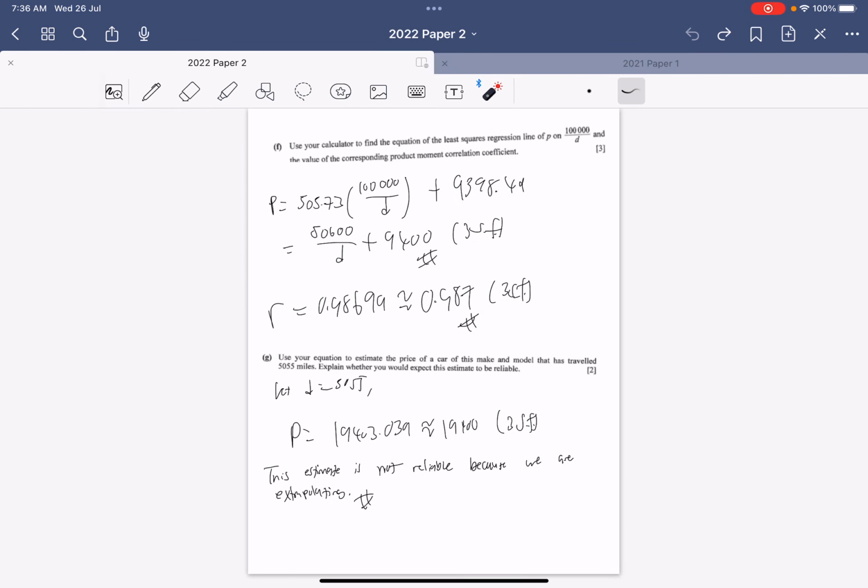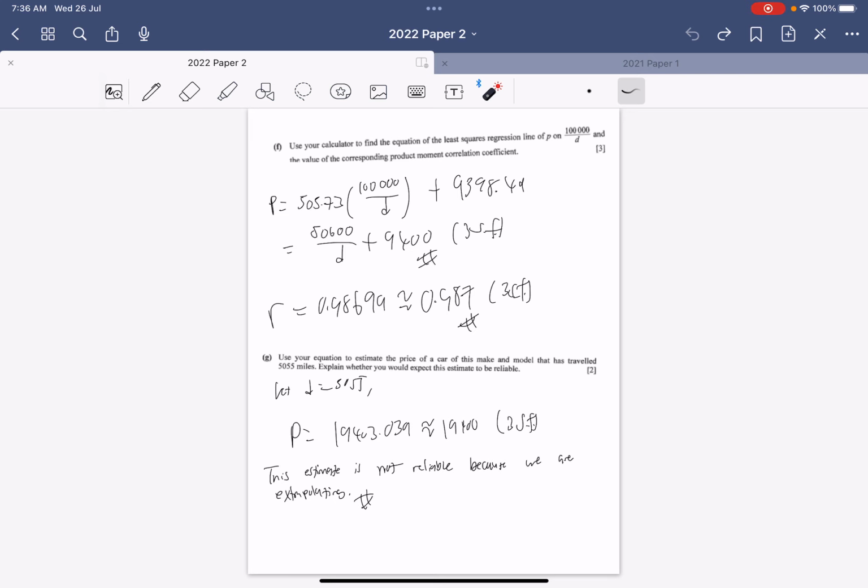For part F, we're now supposed to use our calculator to help us find the regression line. So you just need to plot the data into your calculator and then you can use the commands to help you get the regression line as follows. It will also give you the product moment correlation. You can check it out yourself.